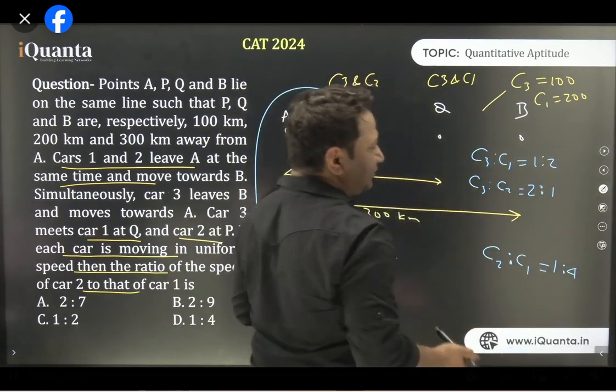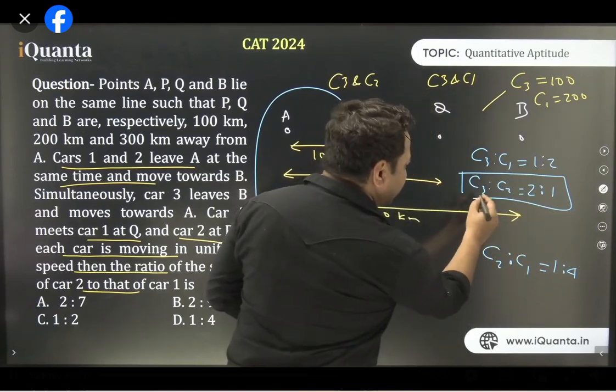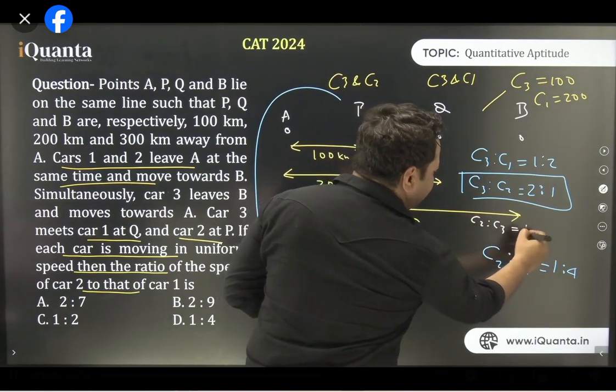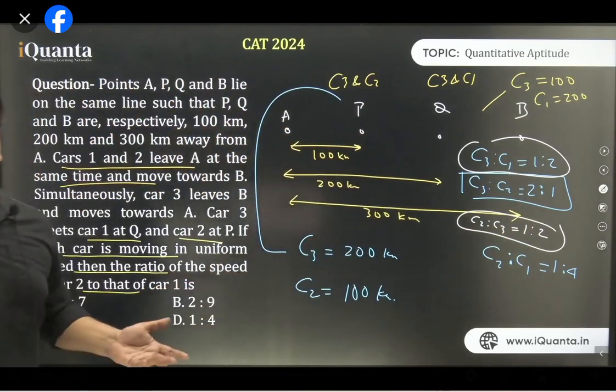इसको उल्टा करके मल्टीप्लाई कर दो ना. If you see C3 is to C2 is 2 is to 1, and if you want to do it quickly, you can just reverse it. So reverse will be C2 is to C3 is 1 is to 2. Now you can multiply this with this. C3 gets cancelled, and all we have is C2 is to C1, that is 1 by 4.